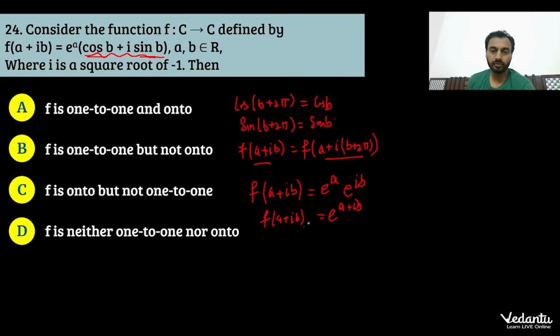So if we see, can this expression take all complex values or all real values? If we see for all real values, because in a complex number we have all real numbers also. So suppose b is equal to 0, so we get f(a) is equal to e raised to power a, and we know this is greater than 0, right? So clearly it cannot take all complex values because it cannot take all real values. So it is not onto also. So neither one-one nor onto. So the answer of this is D.